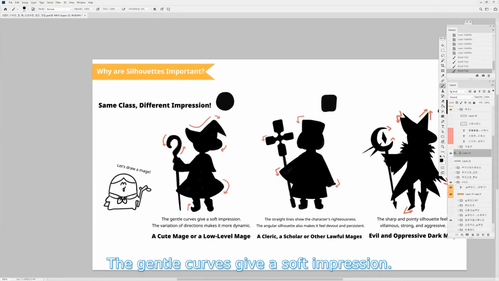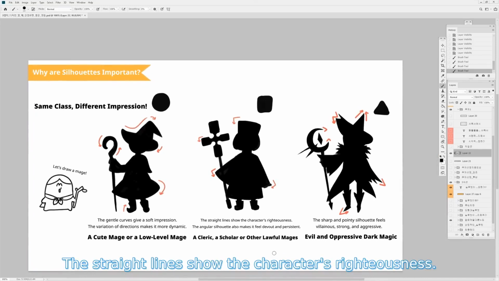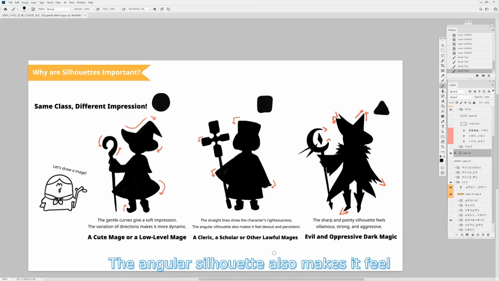The gentle curves give a soft impression. The variation of directions makes it more dynamic. It's a silhouette fitting for a cute mage or a low-level mage. Next, we have the center silhouette. The straight lines show the character's righteousness. The angular silhouette also makes it feel devout and persistent. This silhouette goes well with a cleric, a scholar, or any lawful mage.